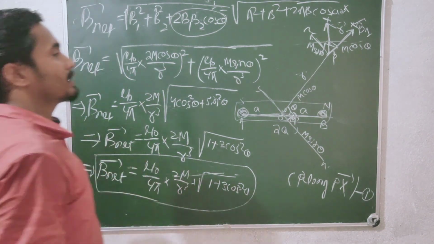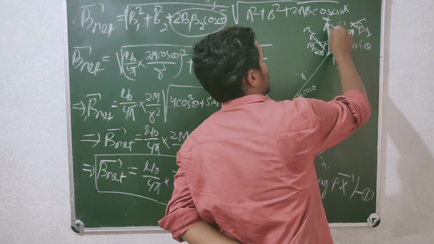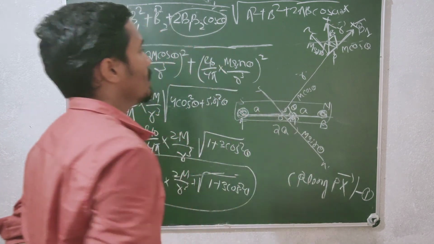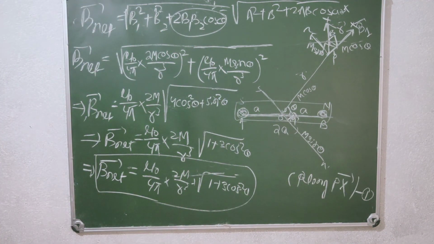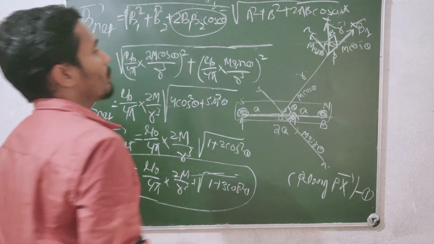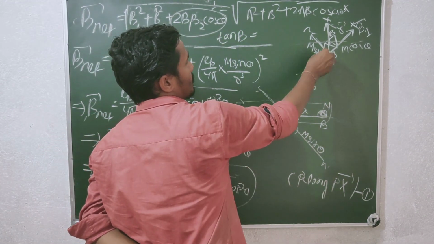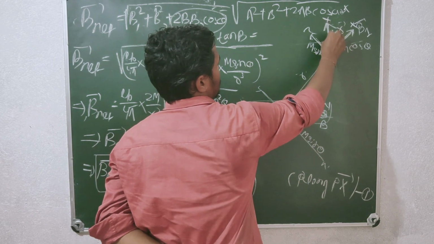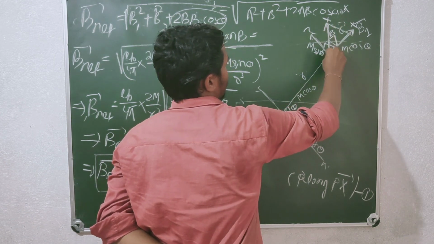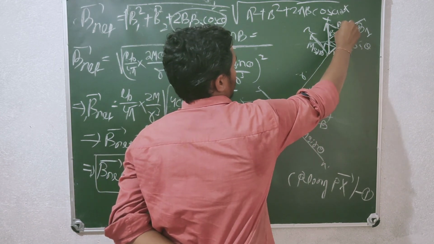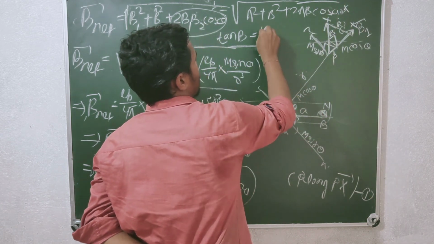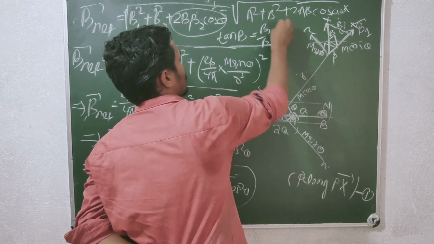And if beta is the angle between B net and B1, then what will be tan beta? Then tan beta will be B2 upon B1. So these are the final formulas.